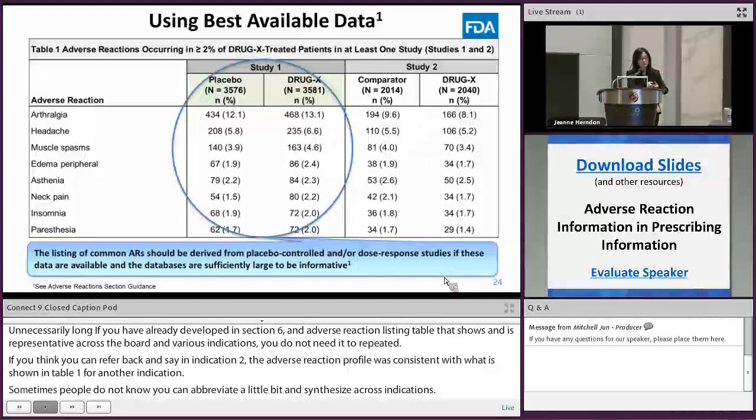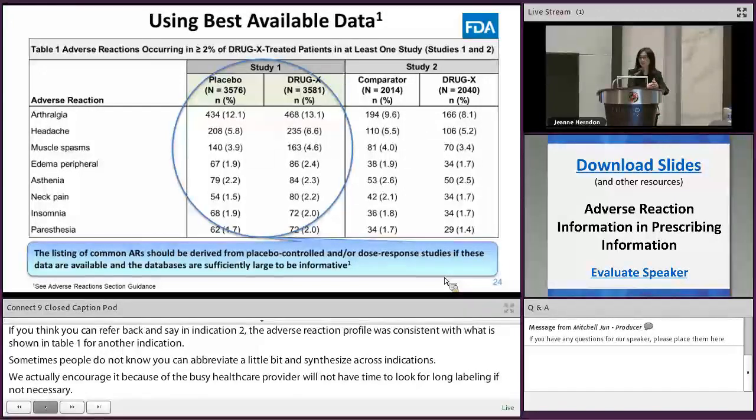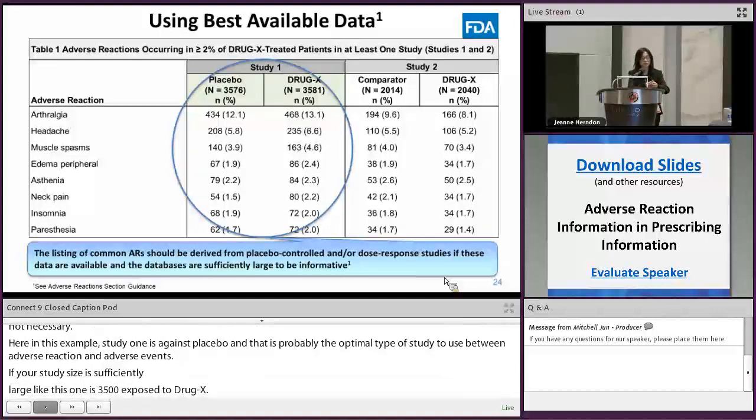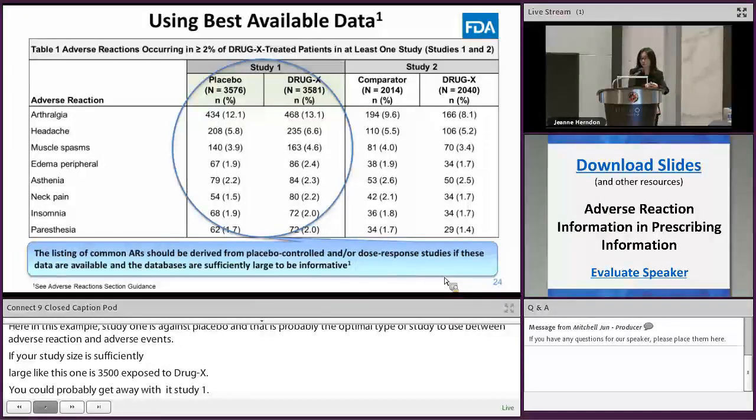So here in this example, study 1 is against placebo, and that's probably the optimal type of study to use to ferret out between adverse reactions and adverse events. If your study size is sufficiently large, here there's like 7,000 patients total, 3,500 exposed to drug X, so probably you could get away with just presenting study 1. But again, this is not to comment on, if anyone recognizes what drug this is from, this is not to comment on this particular product. There could be good reasons for including an adverse reaction table where the drug is compared against an active control. So again, these are just considerations and the recommendations in the guidance.